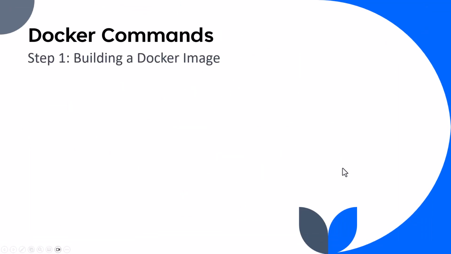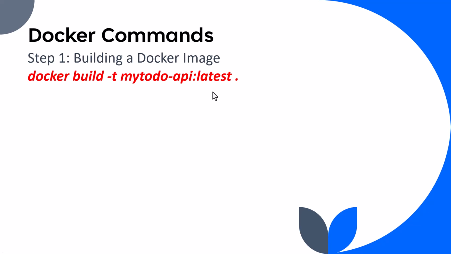And what are the Docker commands? Now we'll be building a Docker image. This is the command: docker build. This is the tag name flag: my to do API, and latest is the tag, which is sort of a version. We'll see that in a second.